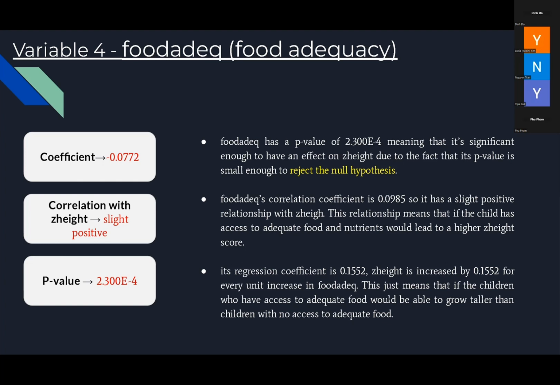The regression coefficient of 0.1552 implies that Z height increases by 0.1552 for each unit increase in food ADQ, reinforcing the idea that children with access to sufficient food may grow taller compared to those without. The positive correlation and regression coefficient both support this conclusion, and Z height increased by 0.1153 for every unit increase in food ADQ.